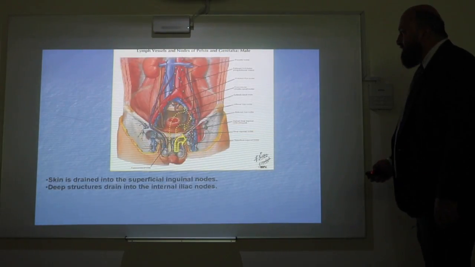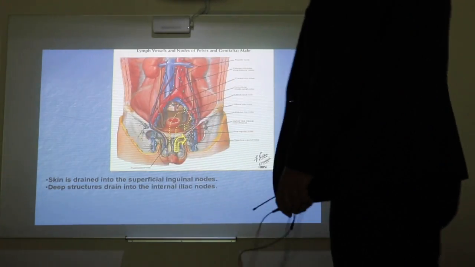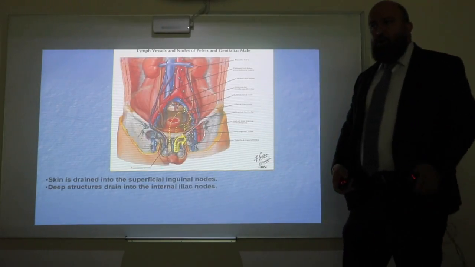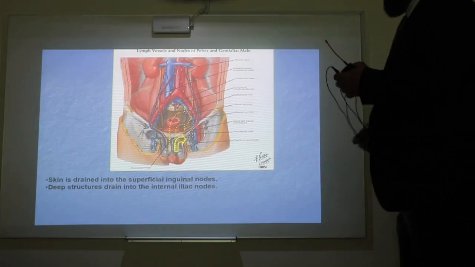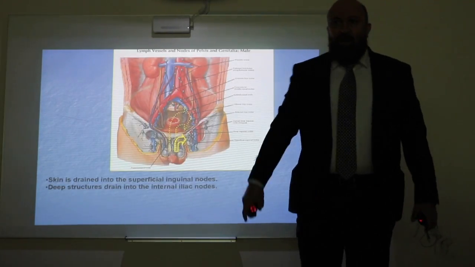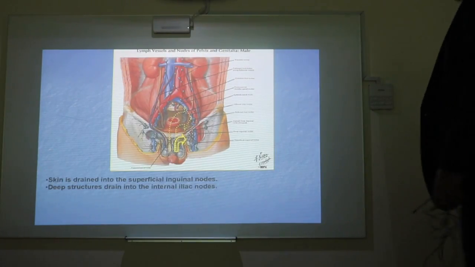Fine. That is the text in the previous slide. Now when it comes to the lymphatic drainage, the skin of the penis will go to the superficial inguinal lymph nodes, while the deeper structures will follow the arteries and go to the internal pudendal, internal iliac lymph nodes.